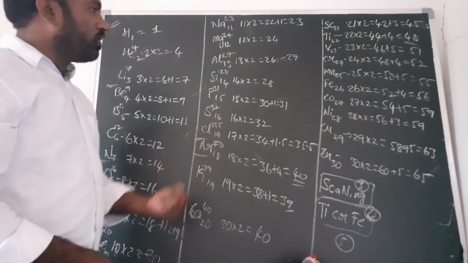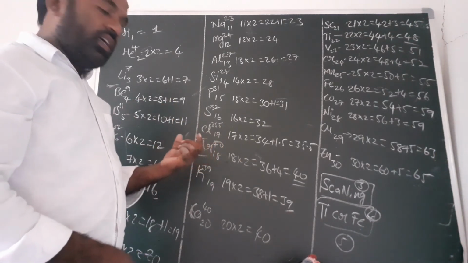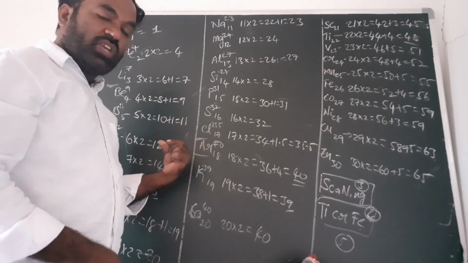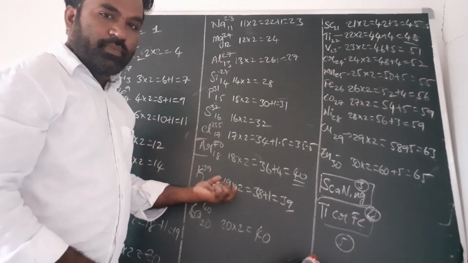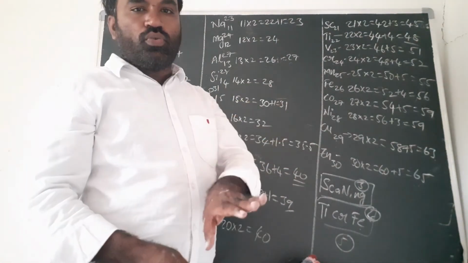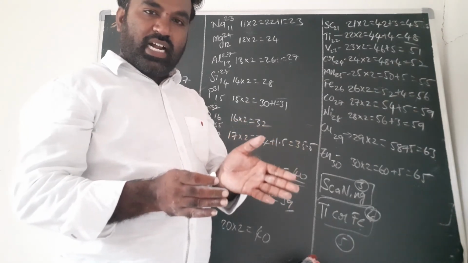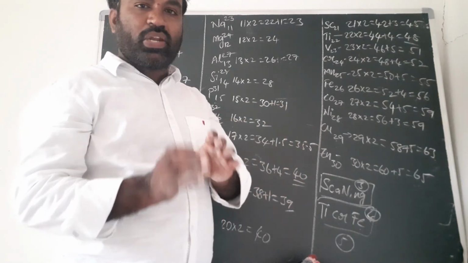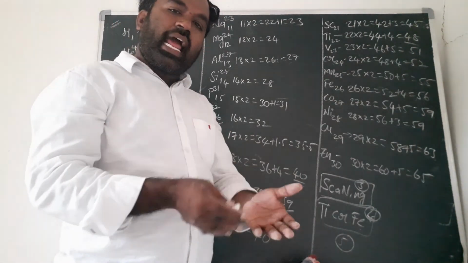Here from 1 to 20, except hydrogen, this is classified into 2 types: even atomic numbers and odd atomic numbers. For even atomic numbers, just multiply that atomic number with the 2 only, no need to add anything. But for odd atomic numbers, multiply with the 2 and add 1.